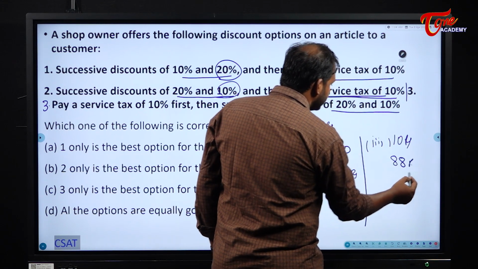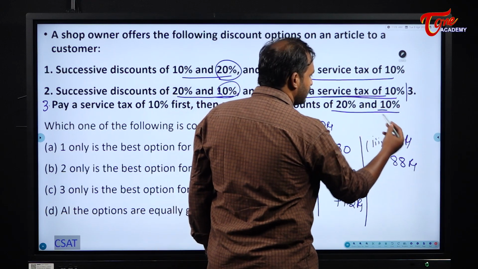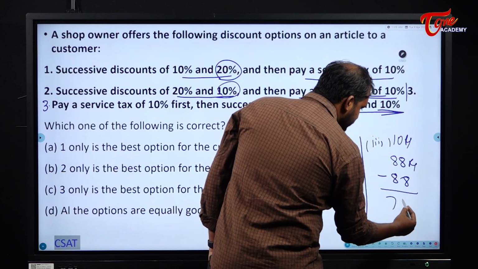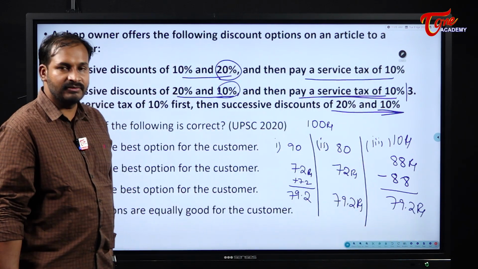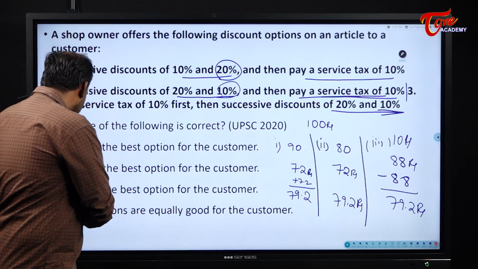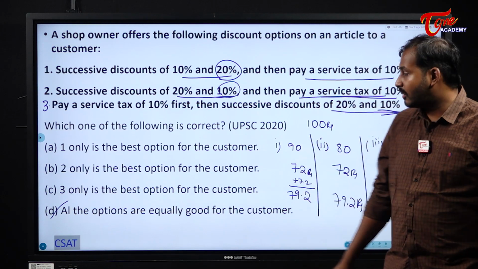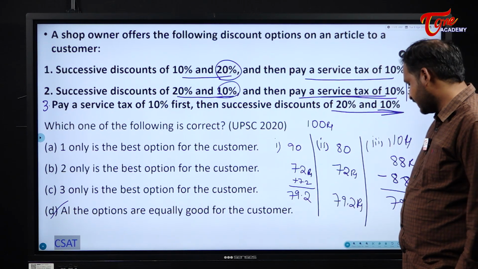Okay. And from this he is giving a discount of 10% and one more successive discount of 10%. That means minus 8.8. It will become what for us? 79.2 rupees. Okay. So sorry. Here we will get all the three values are equal. So here all the options are equally good for the customer.